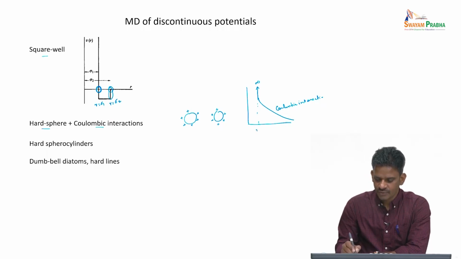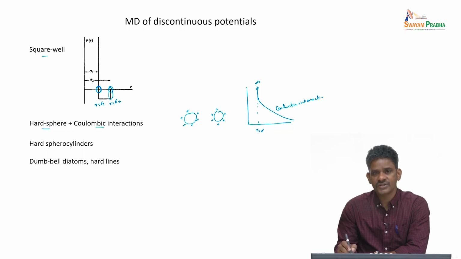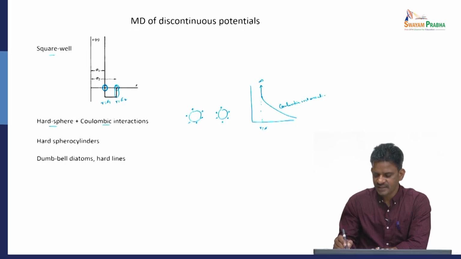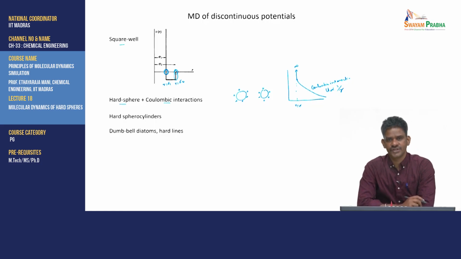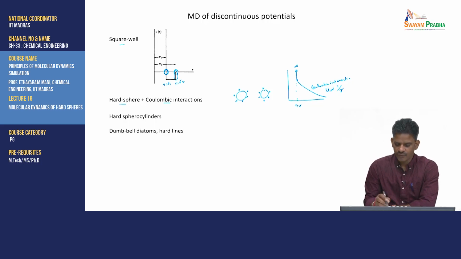So, you may have a combination of the soft and hard. Up to r equal to sigma, the potential is infinite, but once you go beyond r equal to sigma, it forms a very nicely decaying u proportional to 1 by r, which is easy to differentiate. Okay. So we have to be careful when you have such a combination of hard sphere and soft sphere.